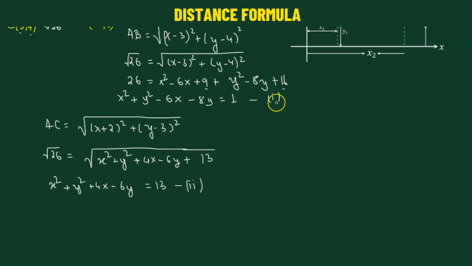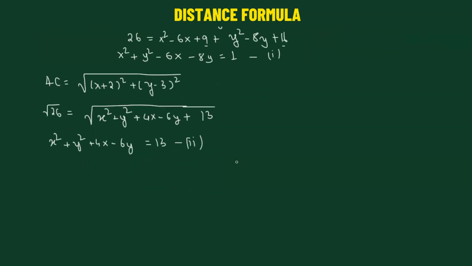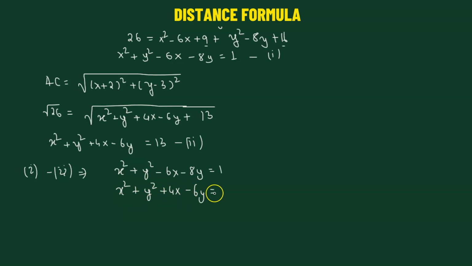Now we have two equations, equation 1 and equation 2. So we'll subtract equation number 2 from equation number 1. So let's do this, 1 minus 2. We have x squared plus y squared minus 6x minus 8y equals 1, that's equation number 1. And we have x squared plus y squared plus 4x minus 6y equals 13, that's equation number 2. So we do the subtraction. Here x squared and y squared will get cancelled out.